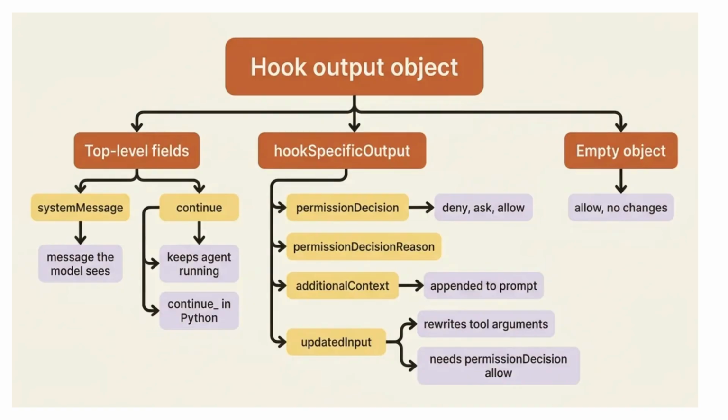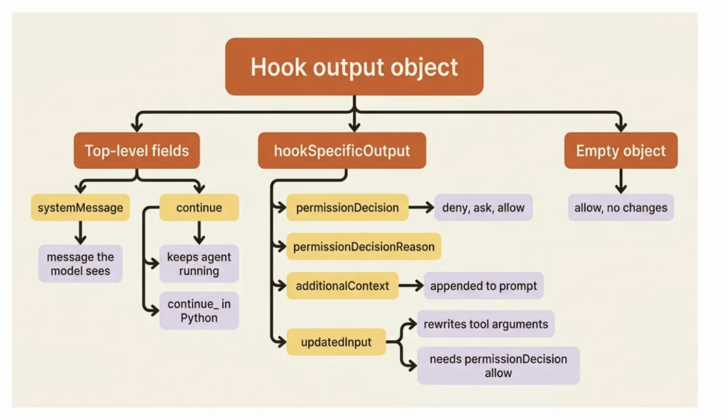That is where you put fields like permission decision, which can deny, ask, or allow an operation. You can also include permission decision reason, which explains the decision so the model can adapt. For prompt hooks, additional context is the important field. It appends extra information to the prompt the model receives. And for tool use hooks, updated input can rewrite the tool arguments before the tool runs.